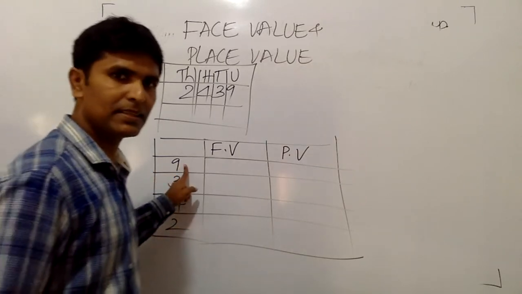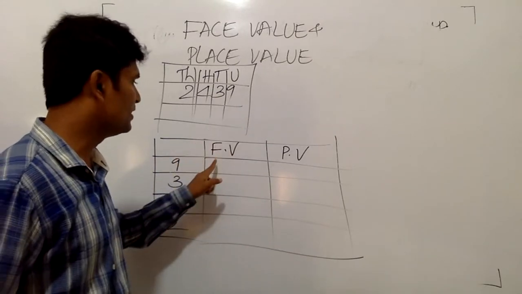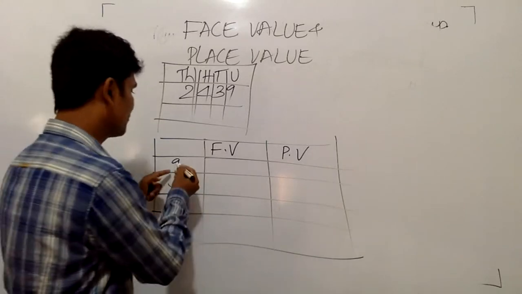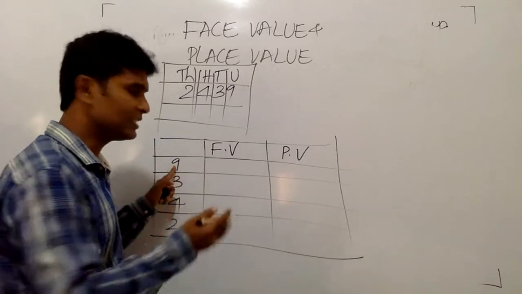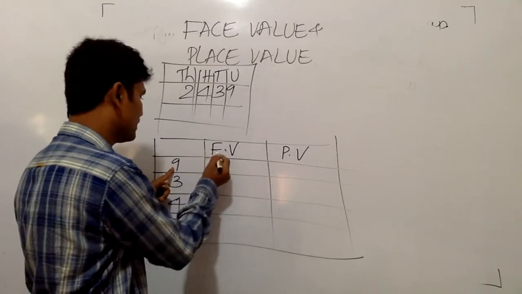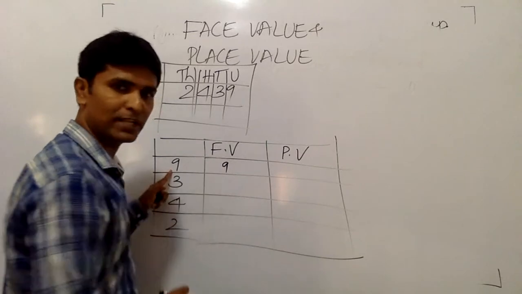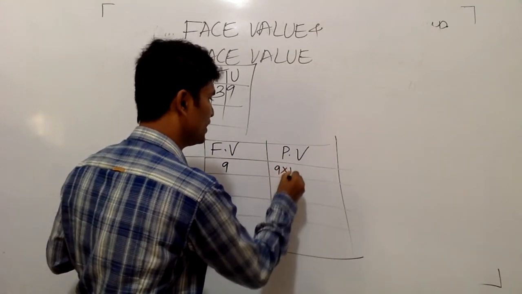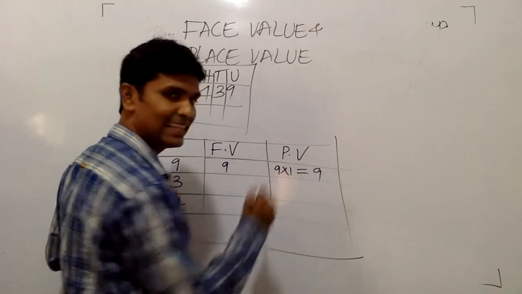See, 9 is in the units place. Whatever place it is, that is not important. The face value of 9 is 9 itself. The value of the digit itself is the face value. That's why the face value of 9 is 9 only. But 9 is in the units place, so 9 into 1 will become 9 only. The place value of 9 is 9 only.